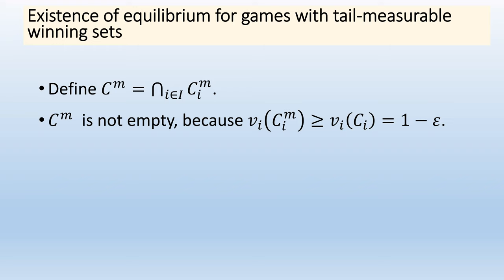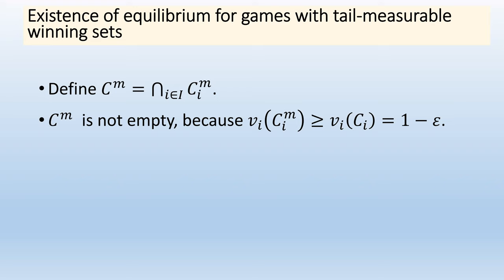When we look into the set CM, which is the intersection of all CIMs, it means that all the players still have some future when they are still each one in their respective CI. It doesn't need to be the same future for all the players, but each player needs to have a future that guarantees that he is still inside CI. So this is CIM.